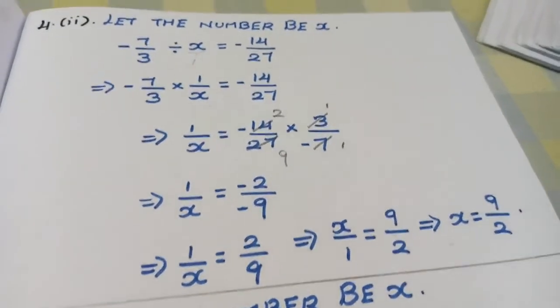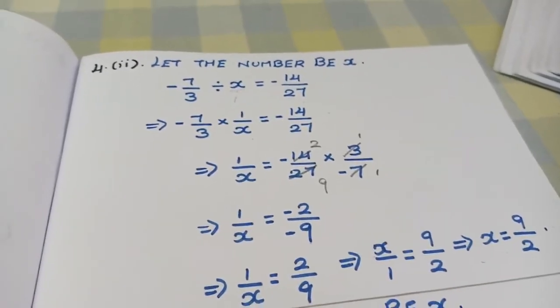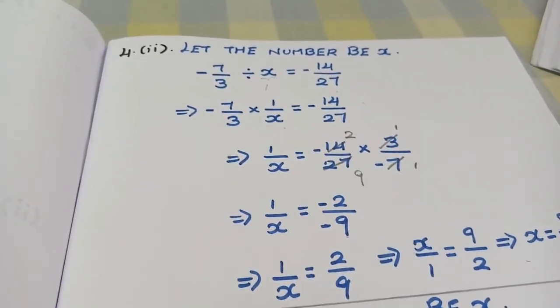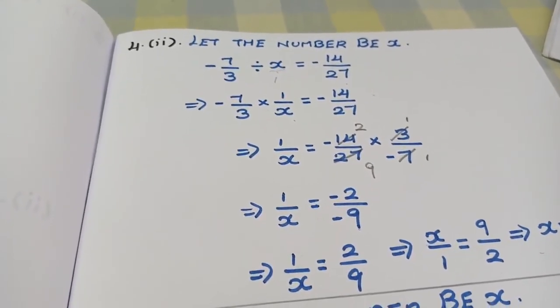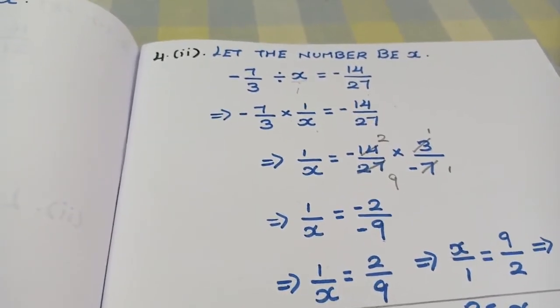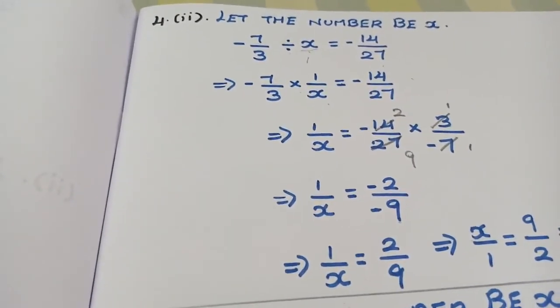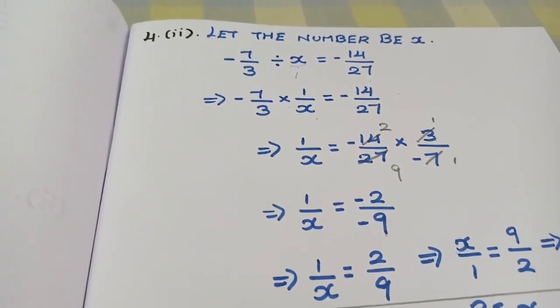So in this class, we have completed exercise 4D and 4E, sums 1 to 4. Please work out the sums as many times as possible, students. Only if you have the practice of working them out will you understand the concept and write neatly in your classwork note.